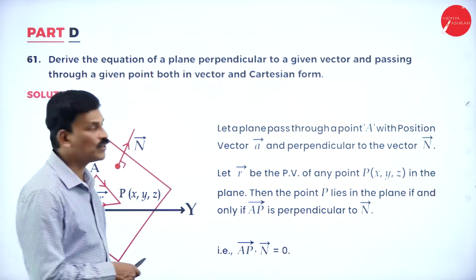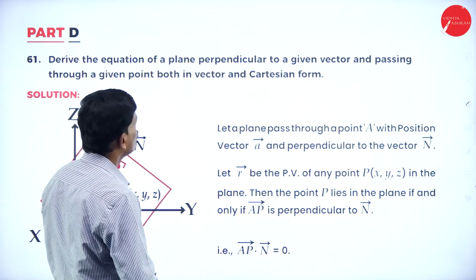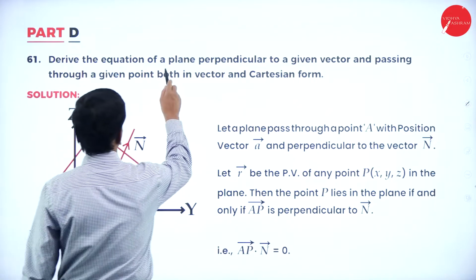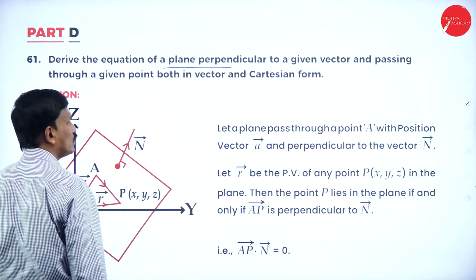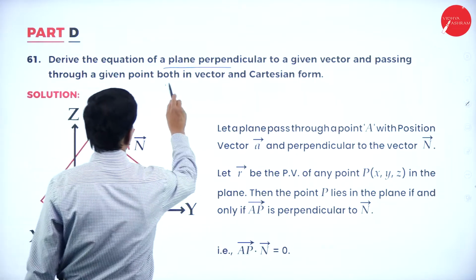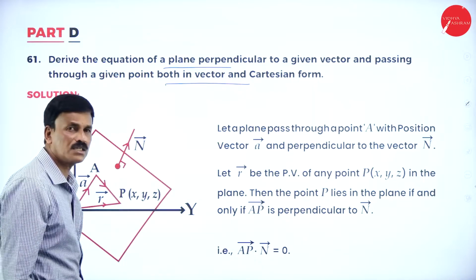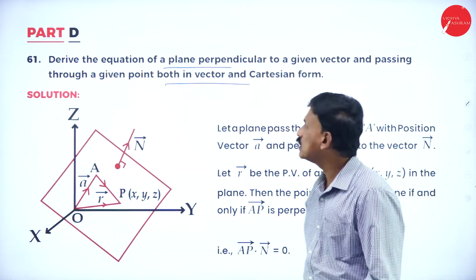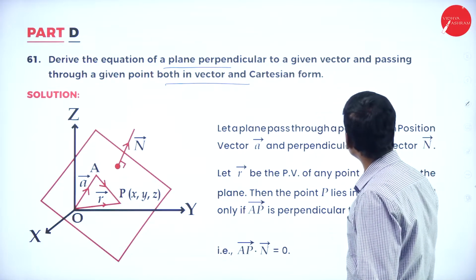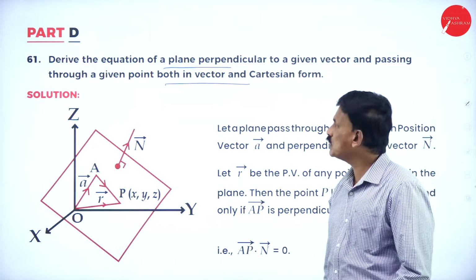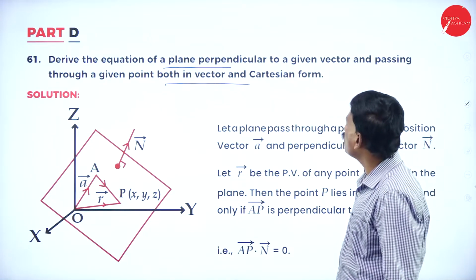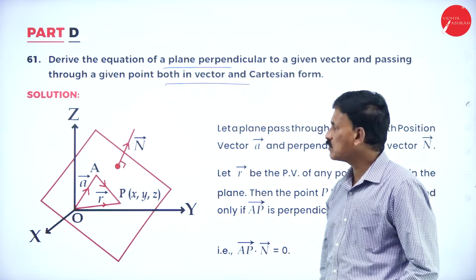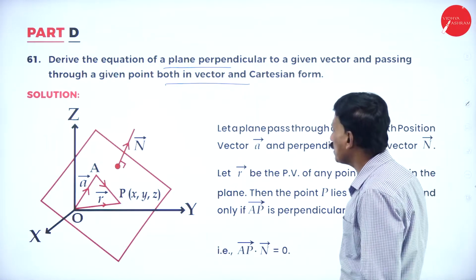Here what is the question given? This is the equation of a plane. Now derive the equation of a plane perpendicular to a given vector and passing through a given point both in vector and Cartesian form. So here the equation of a plane is to be determined. The equation of a plane perpendicular to a given vector and passing through a given point in both Cartesian and vector form. Now let us consider a plane.